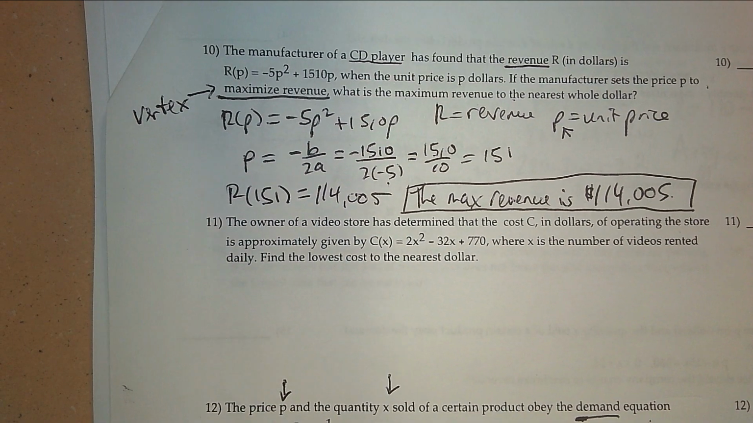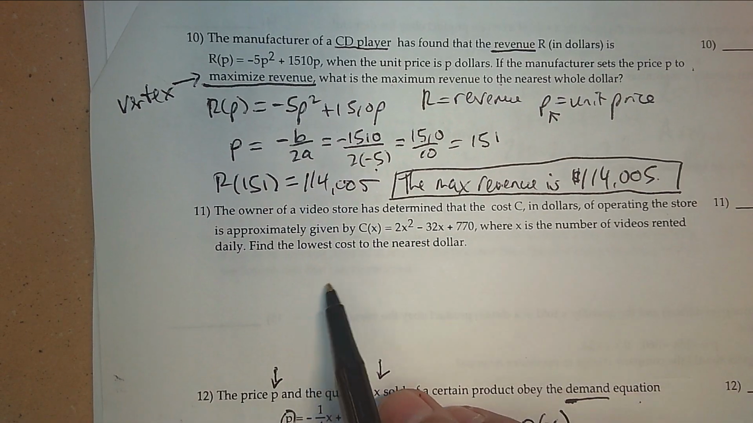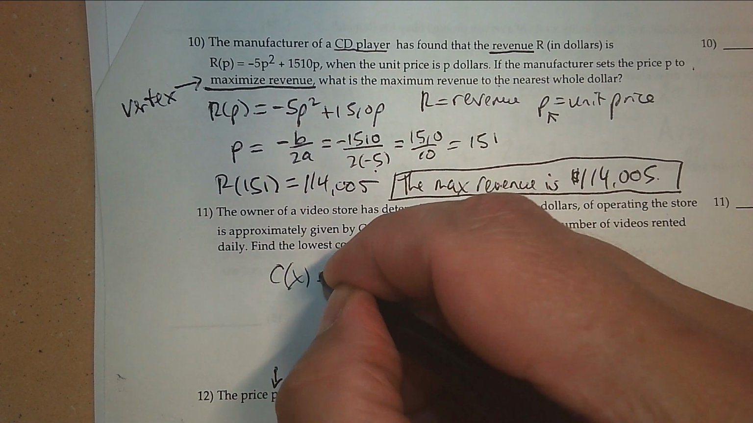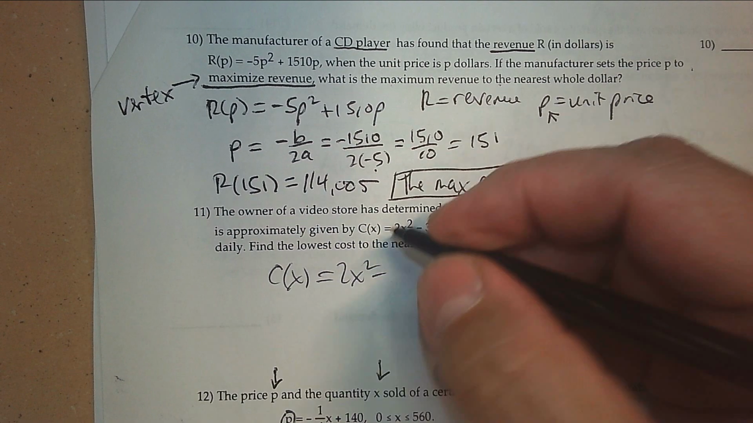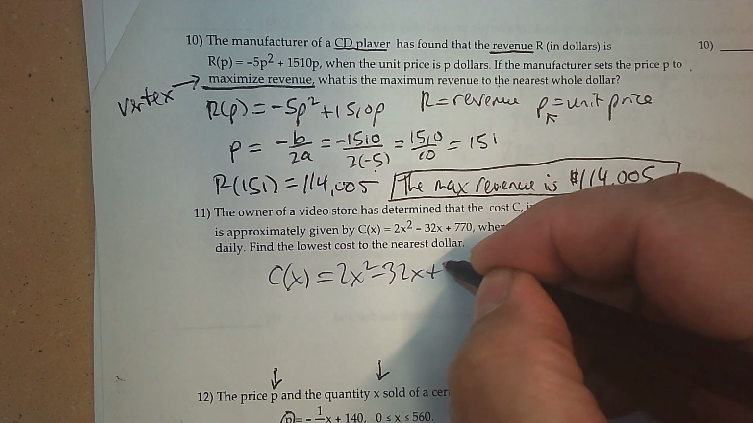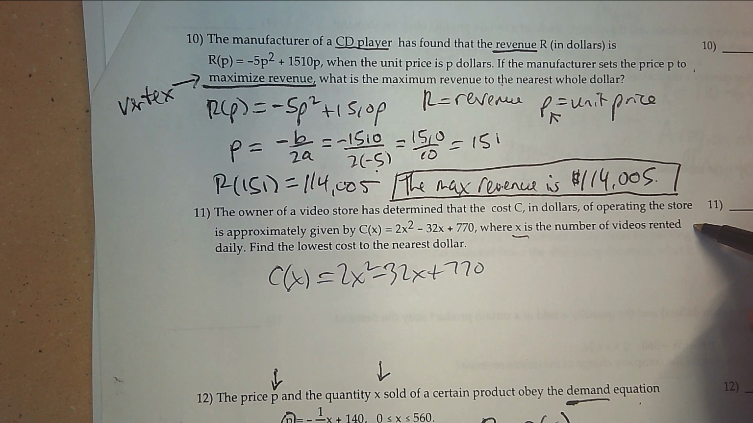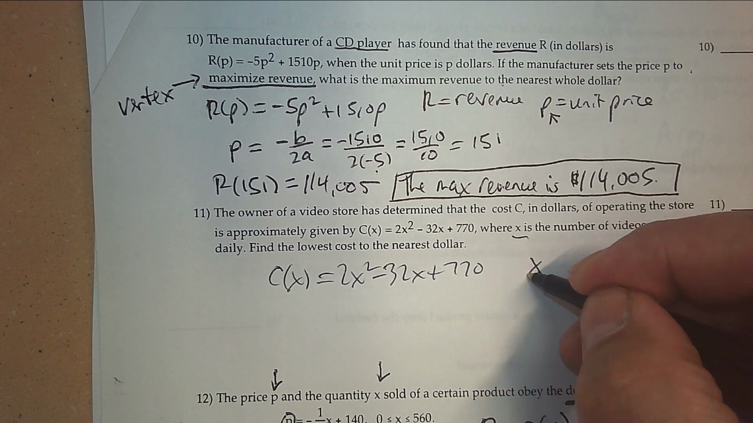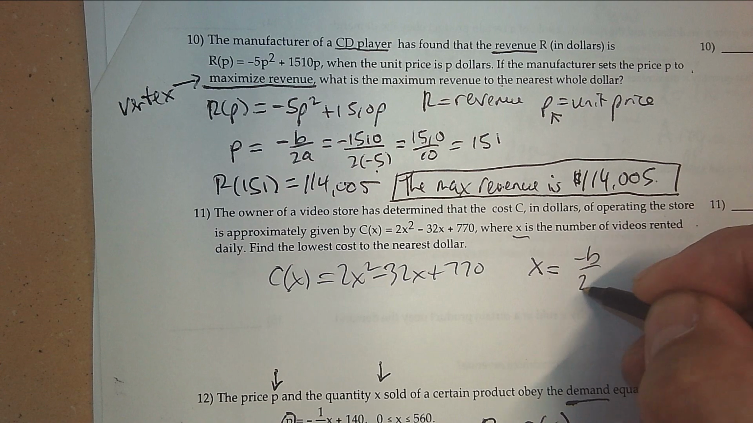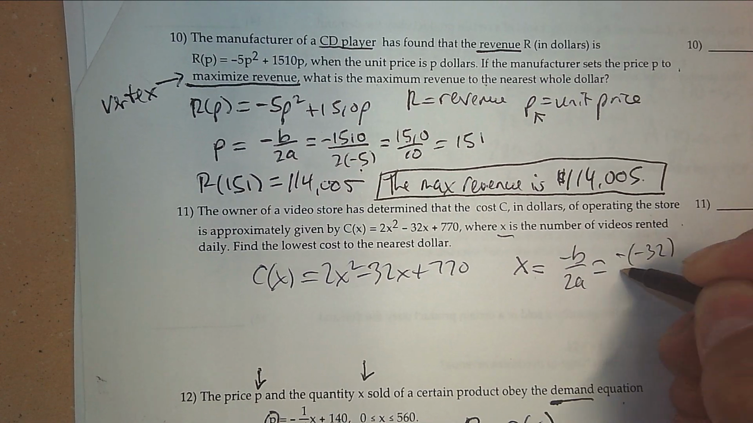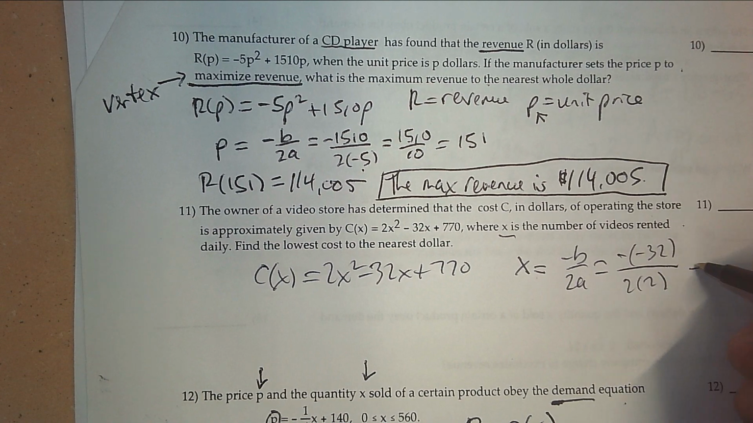These are quadratic story problems. The owner of a video store determined the cost C of operating the store is given by this equation. So the cost is 2x squared subtract 32x plus 770, where x is the number of videos rented daily. So find the lowest cost. So first of all, I need to find the vertex. So negative b over 2a. So that is negative 32 over 2 times 2, so that answer is 8.